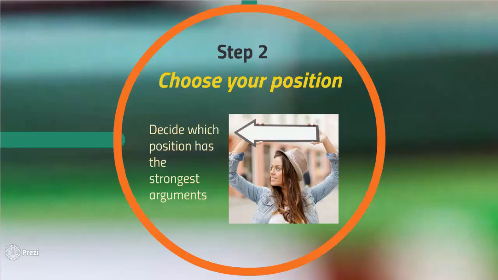Step 2. Choose your position. Look at the list of arguments you wrote for each side in your brainstorm. Which side has the strongest argument? Which do you think you can support best with examples and evidence? Which is the most interesting? Remember, your teacher is assessing your writing, not your opinion.